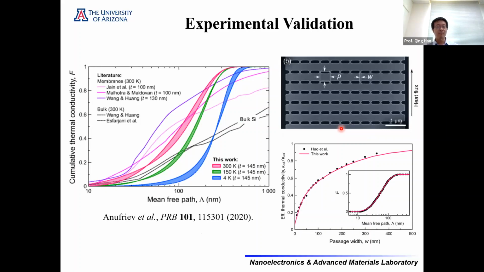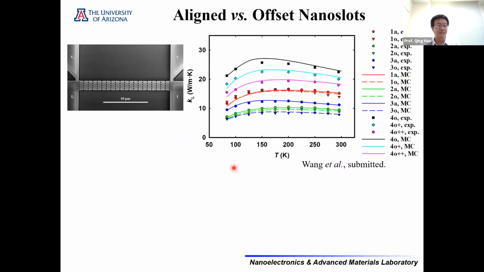And we proposed our idea, but we didn't do the measurement. Professor Nomura's group at the University of Tokyo actually carried out the measurement using our approach for a thin film with 145 nanometer thickness at 3 different temperatures here. So more recently, we also did some measurement for nanoslot patterned silicon thin film.